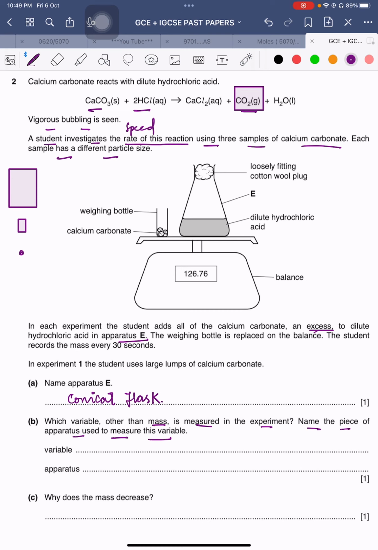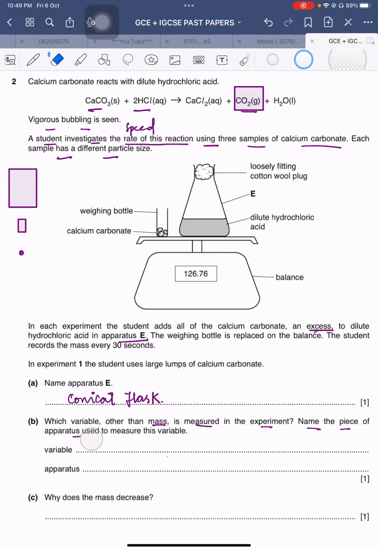With calcium carbonate, it is S. And if it is AQ, it is aqueous. It means that it is dissolved in water. So what is the variable? Volume of gas. Volume of gas which will be collected. Or here we are going to collect this gas. They are asking about the variable, so this cannot be the answer. Okay. So what is the variable?